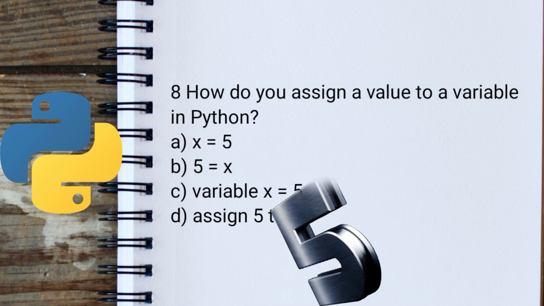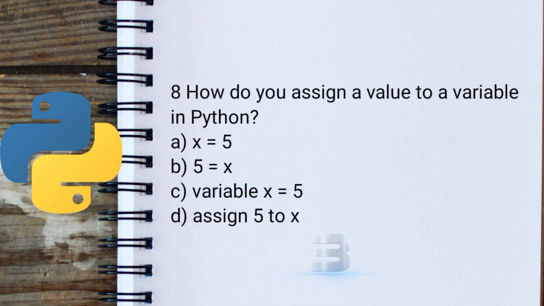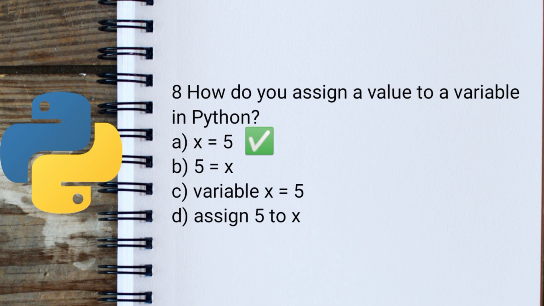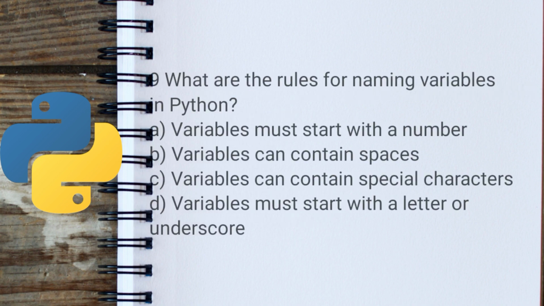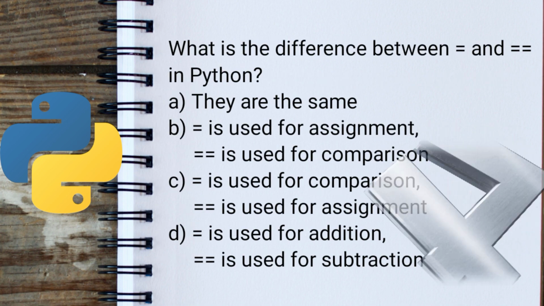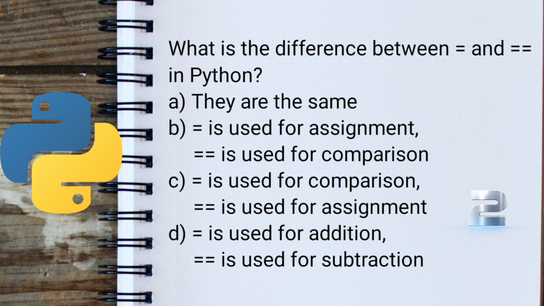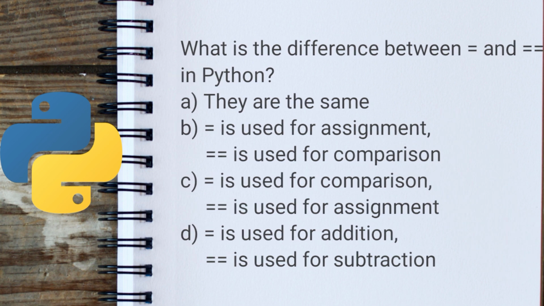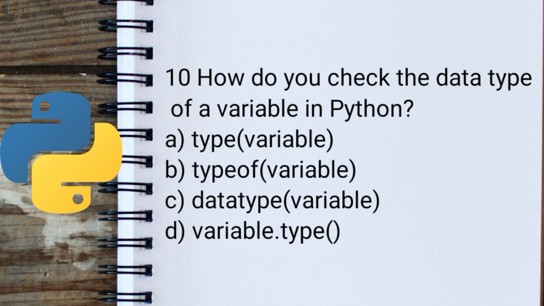Question number 8 is, how do you assign a value to a variable? Question number 9 is, what are the rules for naming variables? What is the difference between equal and double equal sign in Python? Question number 10 is, how do you check the data type of a variable in Python?